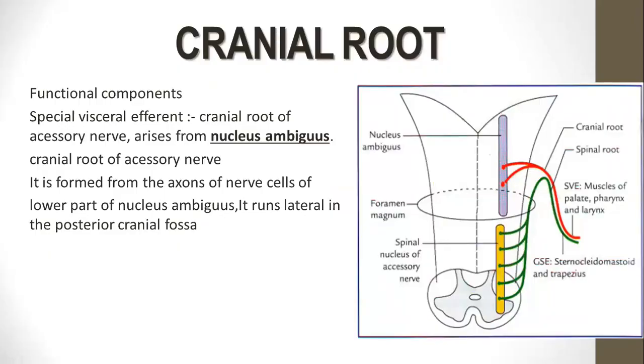Functional components of the cranial root of the accessory nerve: special visceral efferent fibers. The cranial root of the accessory nerve arises from the nucleus ambiguus. This is the nucleus ambiguus. It is formed from the axons of nerve cells of the lower part of the nucleus ambiguus and runs laterally as a cranial root and reaches the posterior cranial fossa. This red one is showing the cranial root and the green one is showing the spinal root of the accessory nerve.